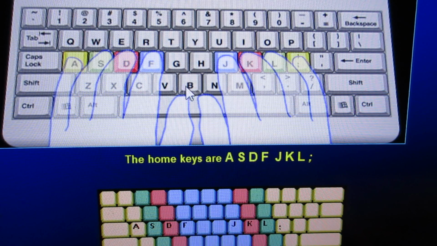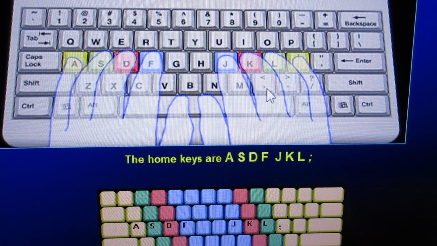Touch type the space bar over here, with your thumb. Touch type the enter key here, with the semicolon finger.